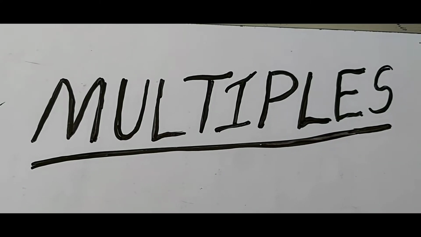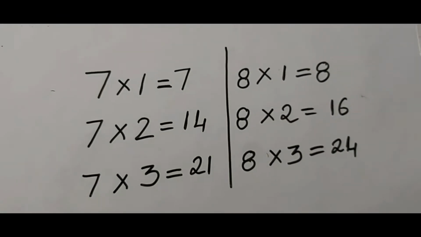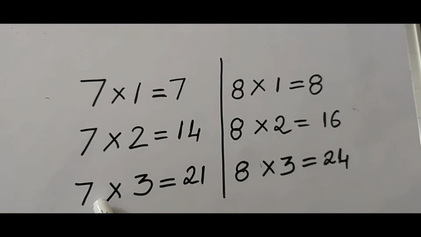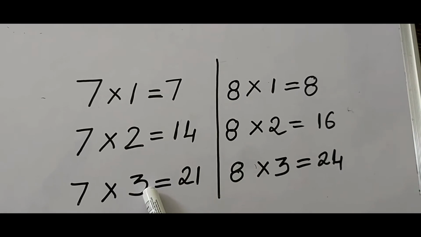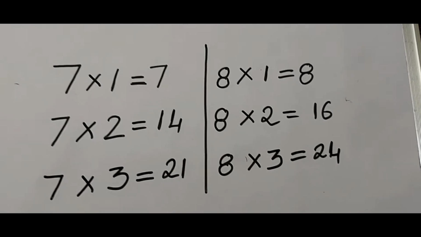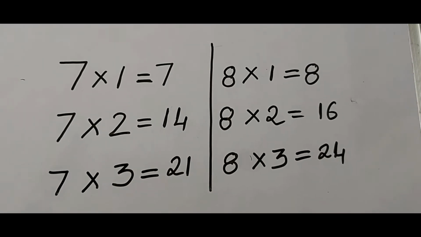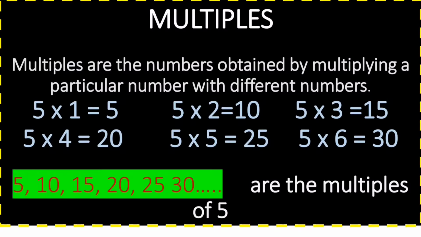Let us understand about the multiples first. When a particular number is multiplied with some integers, we get multiples of that number. Here you can see the first three multiples of 7 as well as 8. Here you can see the first 6 multiples of 5.